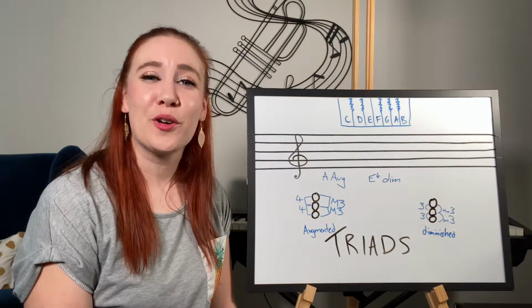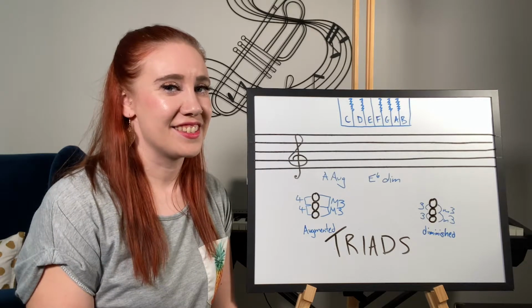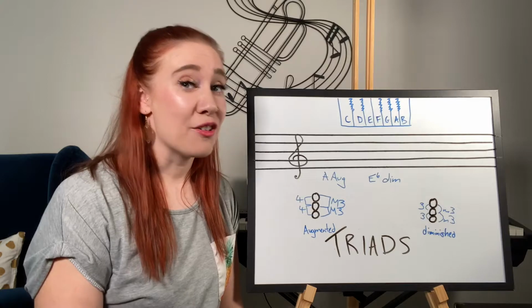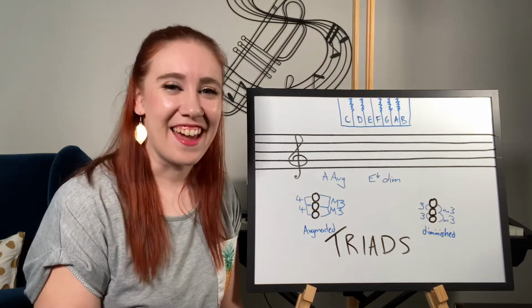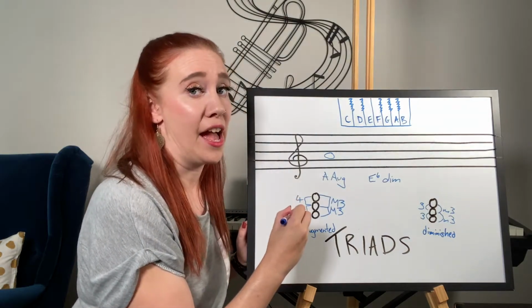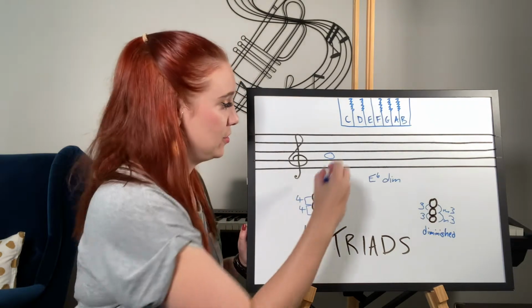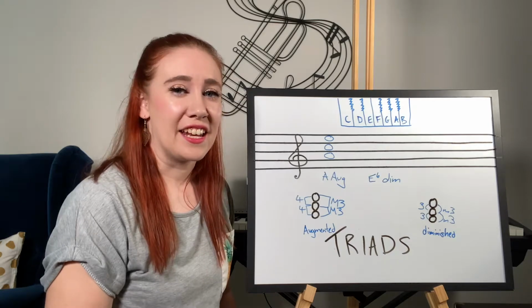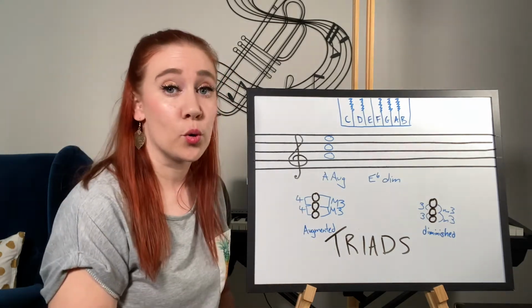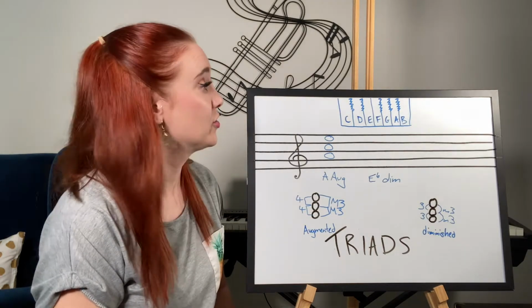With that knowledge, we're going to write these 2 triads. So let's start with our A augmented. Because it's A augmented, it starts on A. Now we always write our triad in first. I'll show you why soon. Okay, now let's look at our semitones that we need. We have 2 major thirds. We're going to need 4 semitones between each of our notes.